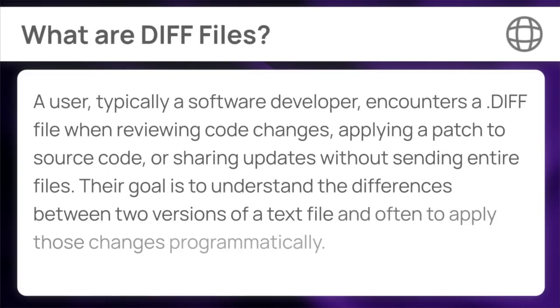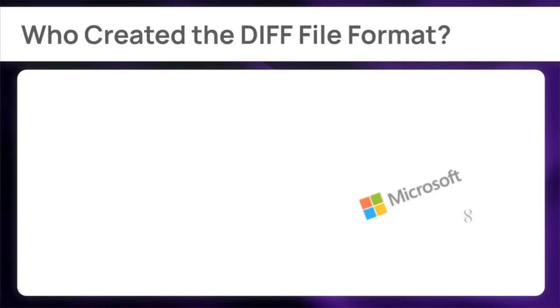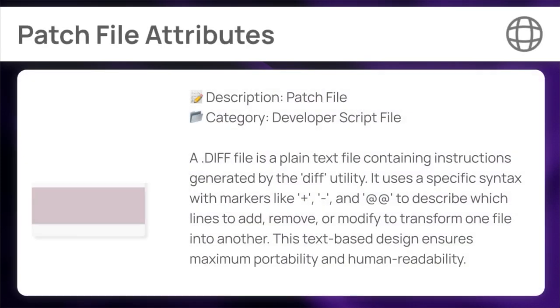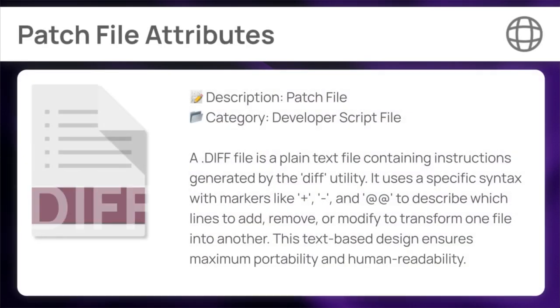A user, typically a software developer, encounters a DIFF file when reviewing code changes, applying a patch to source code, or sharing updates without sending entire files. Their goal is to understand the differences between two versions of a text file, and often to apply those changes programmatically. A DIFF file is a plain text file containing instructions generated by the diff utility.